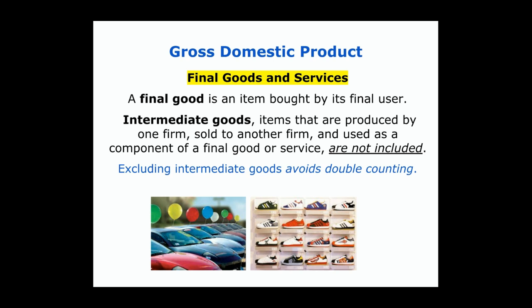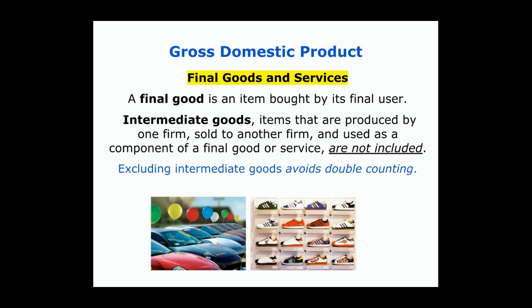And also, we're looking at the value of the final goods and services, goods that are purchased for use by the final user. So intermediate goods are not included. Goods that are sold from one business to another business that are going to be used in a final product at some point, well, those intermediate transactions are not included. We don't count those, and so they're not included.